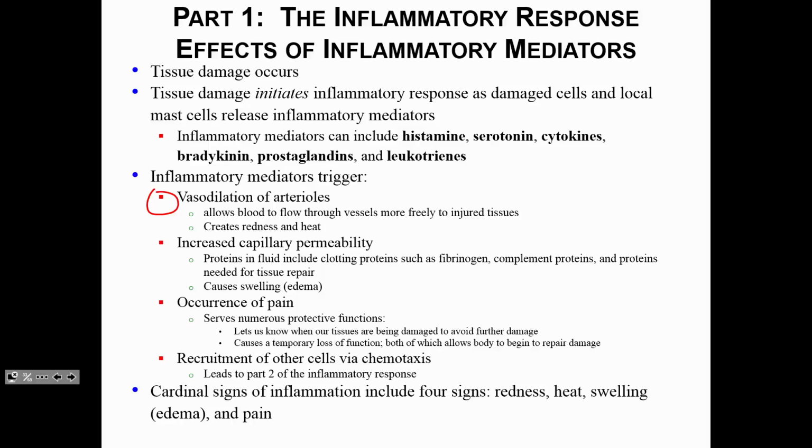Now, why do we want blood there faster? Well, that's where all the good stuff is. That's where all the cells are going to help us. That's where they are, and that's how they get to that injury site. Remember, blood is our transporter, so we've got to transport all the good stuff there.